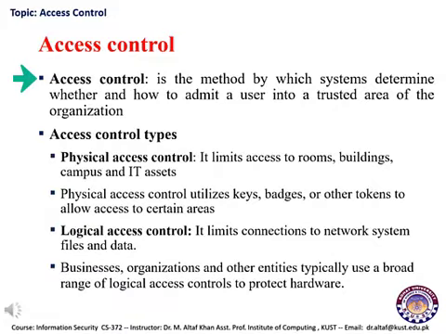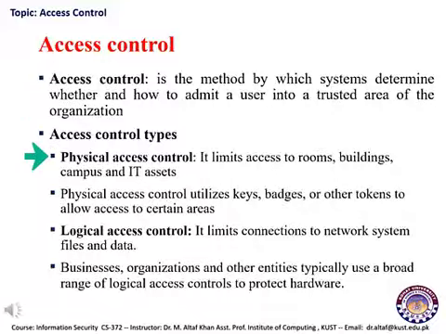Access control is the method by which system determine whether and how to admit a user into a trusted area of the organization. That is, information systems, restricted areas such as computer rooms and the entire physical location. Access control is achieved by means of a combination of policies, programs, and technologies. Dear student, access control is used to regulate who is and is not able to view or use resources in a computing environment. There are two main types of access control.